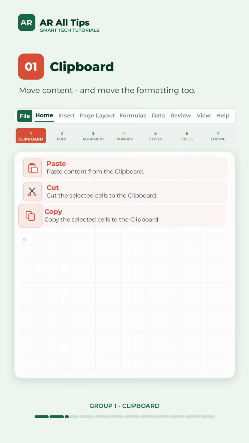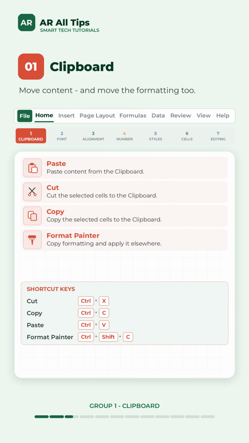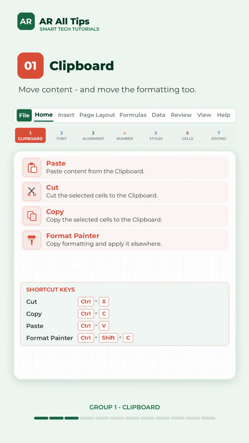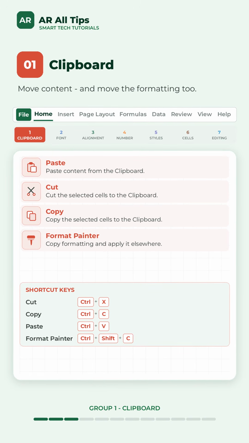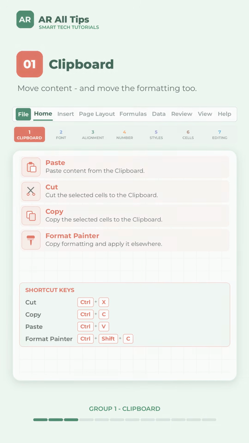Group 1. Clipboard. Cut, copy, paste. You know these. But Format Painter, that's the one people skip. Click a cell that already looks good, hit the paintbrush, then click somewhere else. The formatting jumps over. That's it.